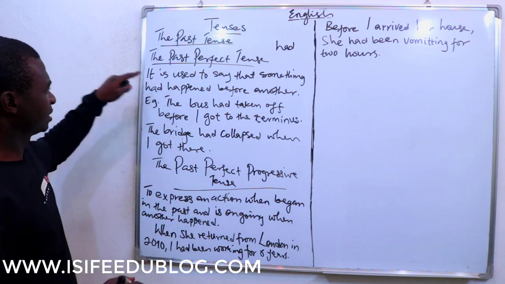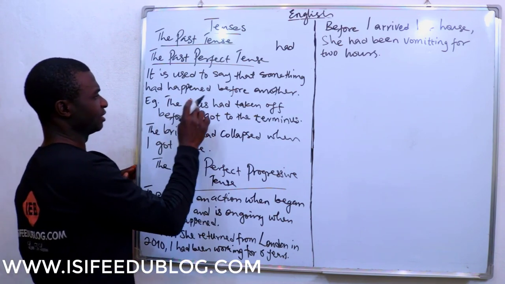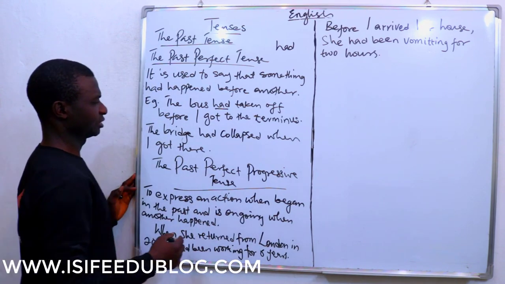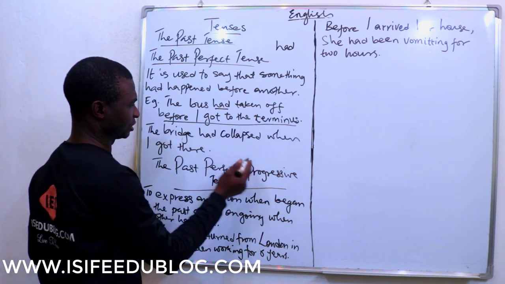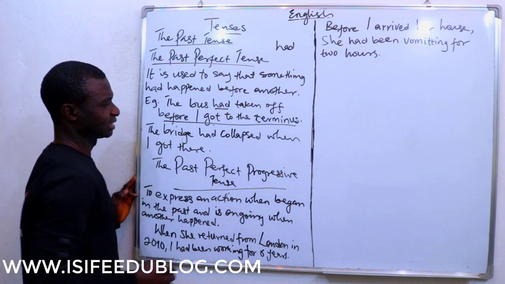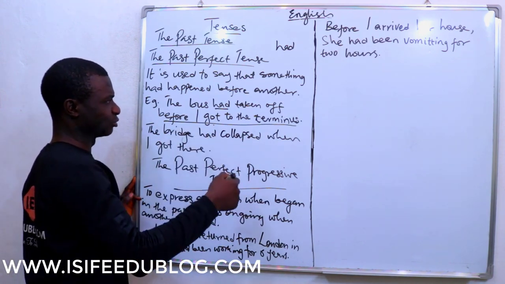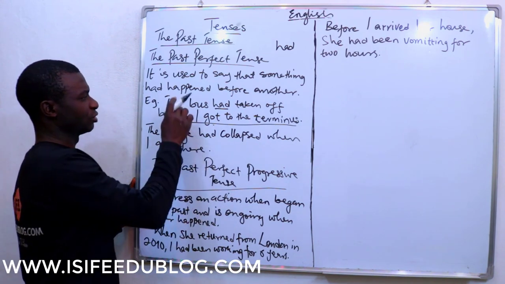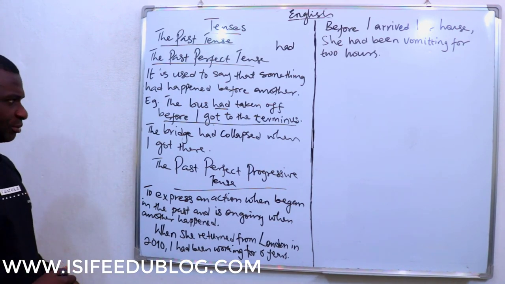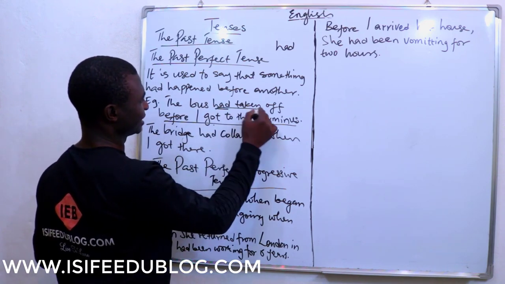Now, it is used to say that something had happened before another. The bus had taken off before I got to the terminus. Before I got to the terminus, the dependent clause has the simple past tense, which is got. But before I got to the terminus, another thing had happened, which is the bus taking off. So the bus had taken off before I got to the terminus. Had taken off is the past perfect tense.